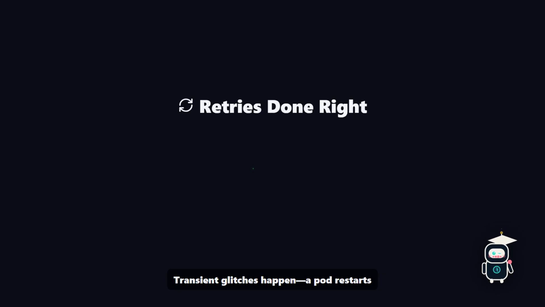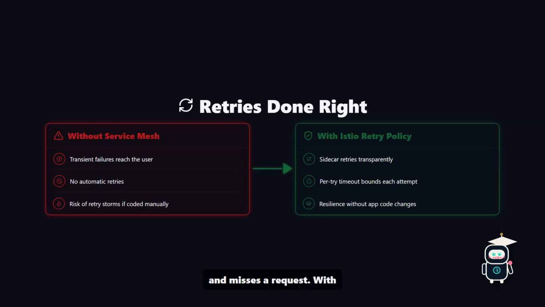Transient glitches happen. A pod restarts and misses a request. With a service mesh, you can configure retry policies and per-try timeouts directly on the sidecar. Each attempt is bounded, so a small hiccup doesn't snowball into a retry storm that overwhelms your backend. And because the retry logic lives in the infrastructure layer, no application code needs to change.